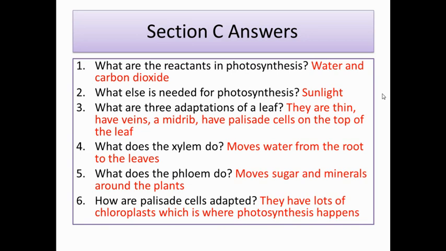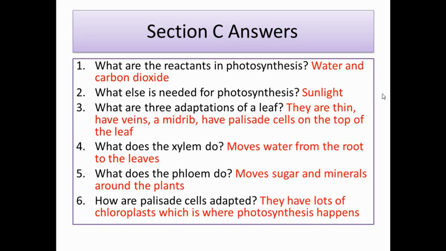Three adaptations of a leaf. So there are more than three. You could have had anything from: they're thin, they have veins, they have a midrib, they have palisade cells on the top of the leaf. And actually, I've missed out, they've got stomata on the bottom. So any three of those, give yourself a tick.